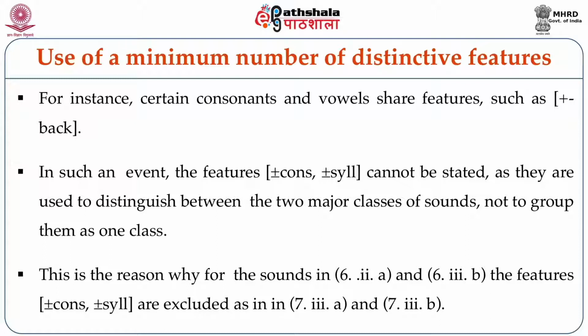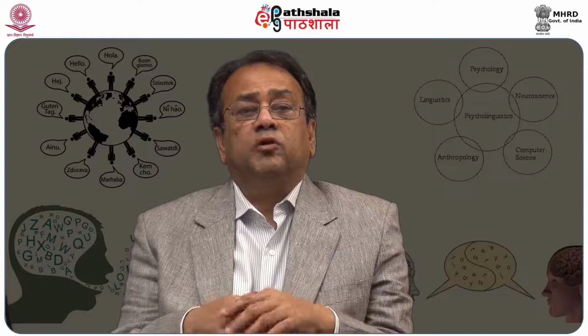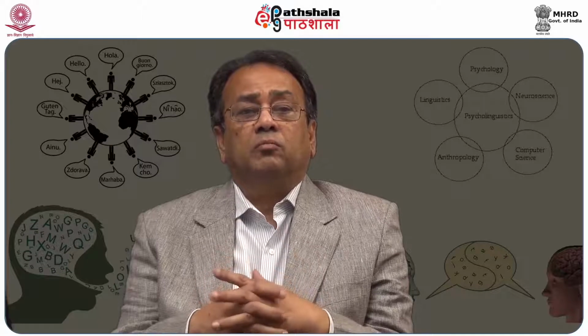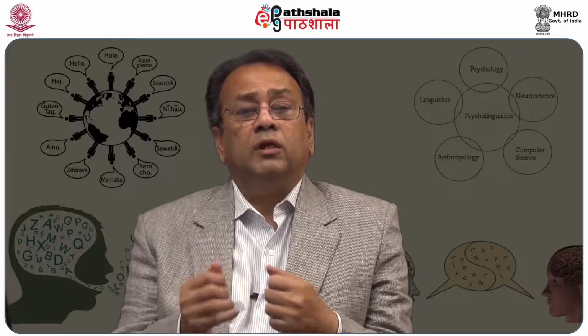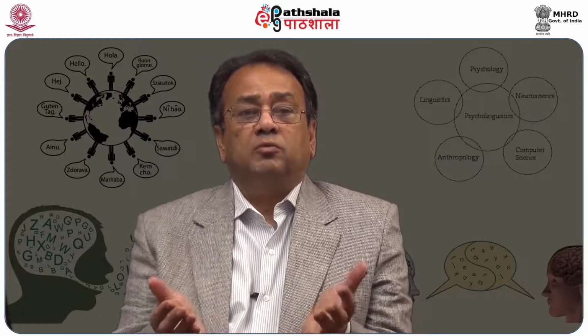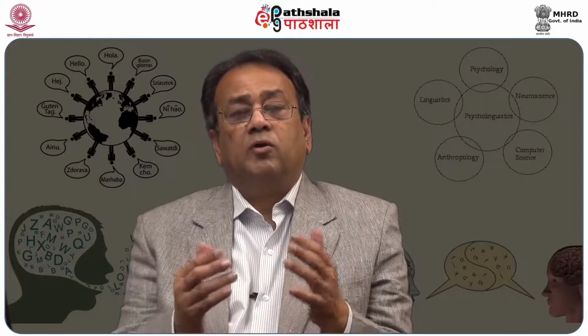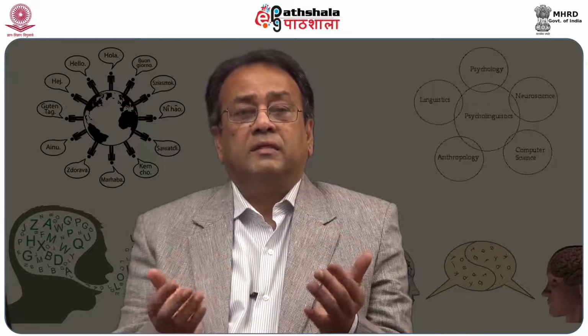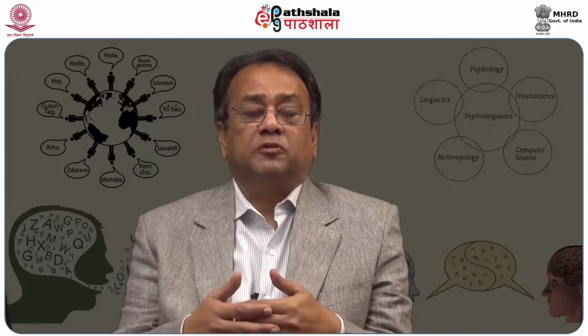Now, then there is no need for us to have two features to contrast plosives and fricatives, namely plus minus continuant and plus minus delayed release. So, in all rules where we need to refer to plosives or fricatives or both of them together, we only need to use the feature plus minus continuant to put them together or to separate them as minus sonorant features.